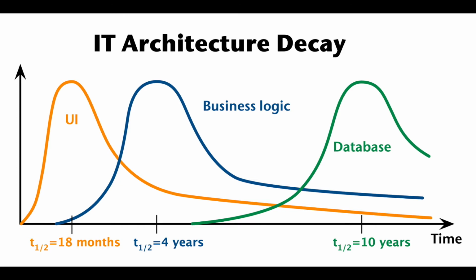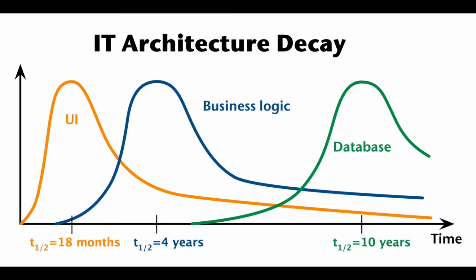Now, an IT system doesn't decay like a radioactive element. It doesn't just stop working, but it still decays because the world around the system changes. And when the world around it changes, then it's no longer fit for purpose and it has to be replaced. And it takes about 4 years for you to replace half of the logic in your business layer.